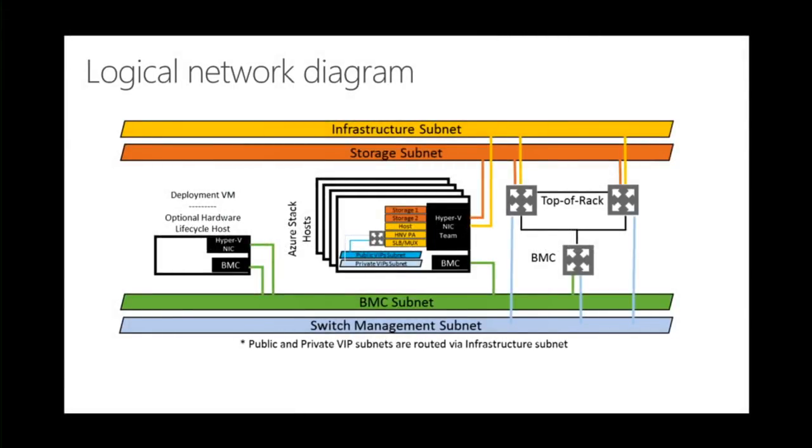So, logical network connectivity. You may see this in other sessions, but the idea is that this is what we're actually laying down in the physical switches. Each one of those colored bars that run across the display represents a subnet and a matching VLAN. The physical top-of-rack switches have an infrastructure subnet and a storage subnet.